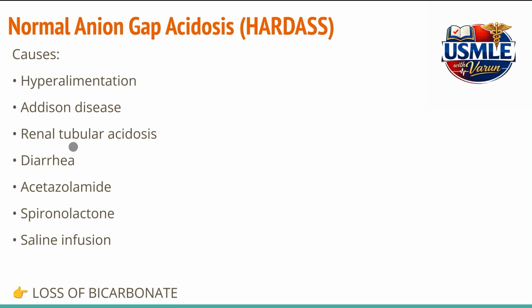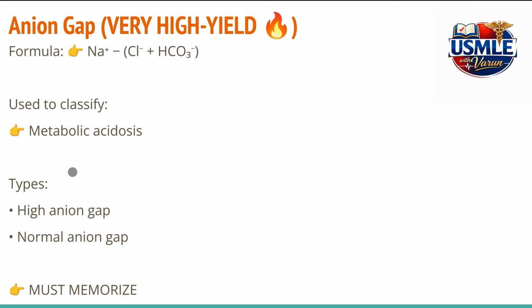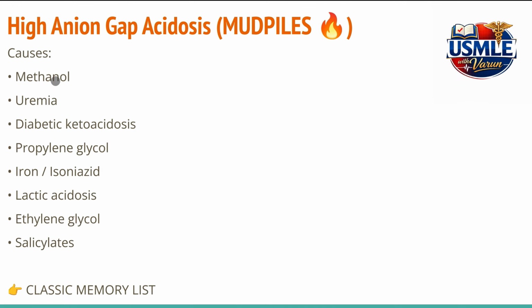Such as in cases like diarrhea. We can remember the causes of high anion gap metabolic acidosis using a mnemonic called MUD PINES. M stands for methanol, U stands for uremia, D stands for diabetic ketoacidosis, P stands for propylene glycol, I stands for isoniazid and iron, L stands for lactic acidosis, E for ethylene glycol, and S for salicylates.